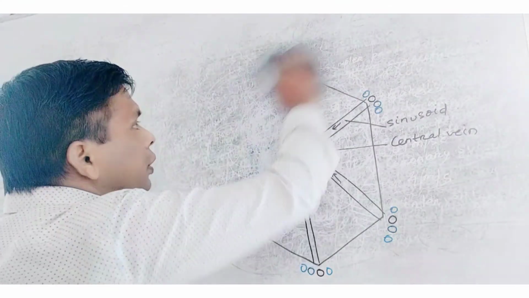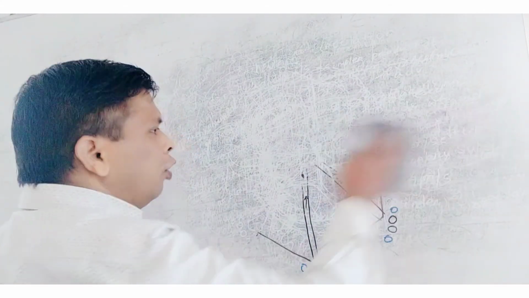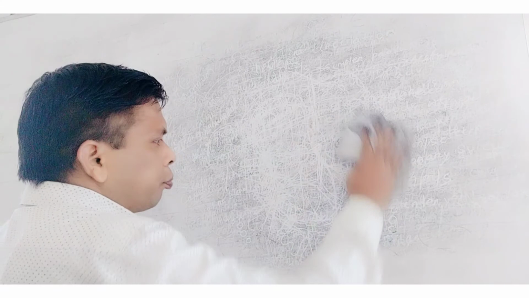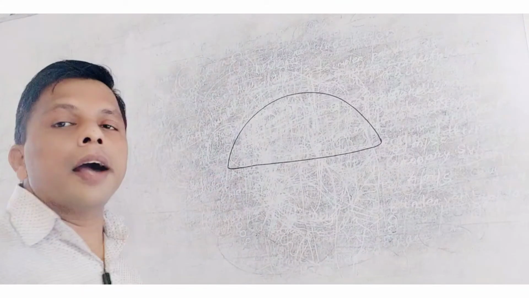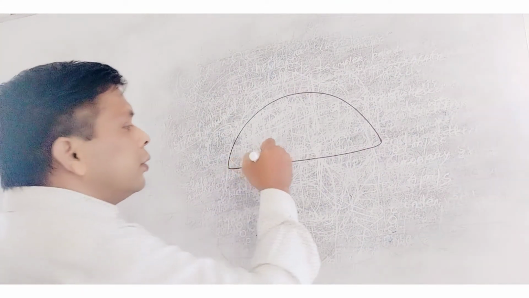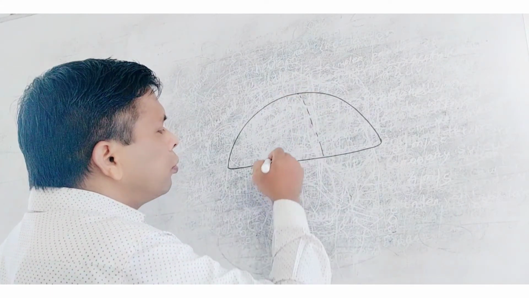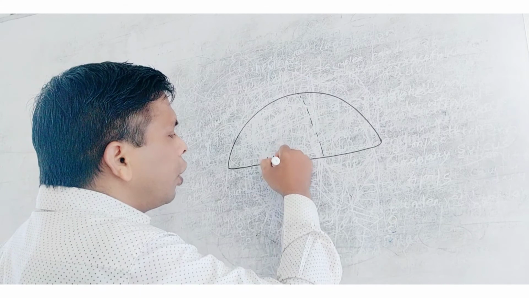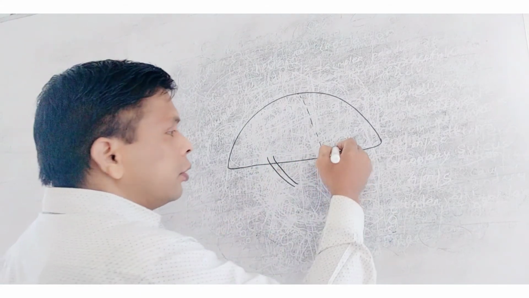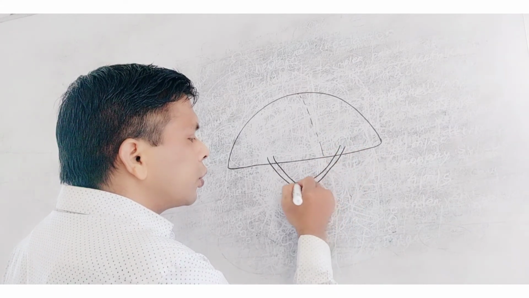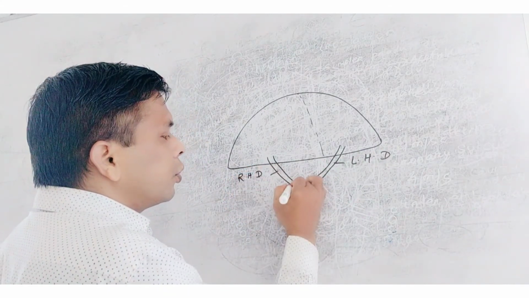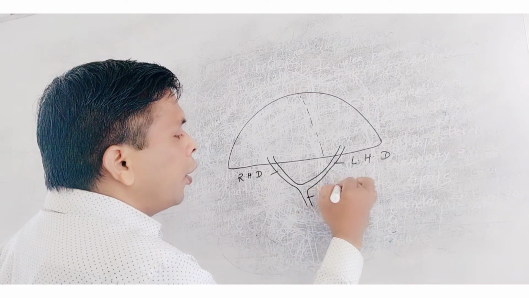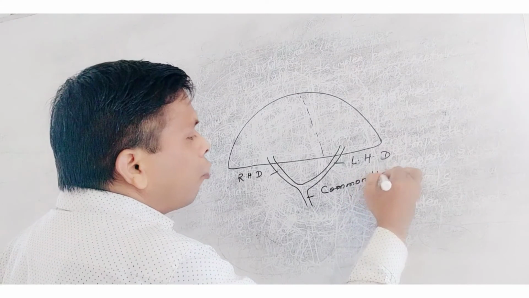In the liver, the lobules follow this pattern. This one is the liver. Inside it, a large number of lobules are found. From the right lobe there is a hepatic duct, another hepatic duct from the left, the left hepatic duct and right hepatic duct, united to produce the common hepatic duct.